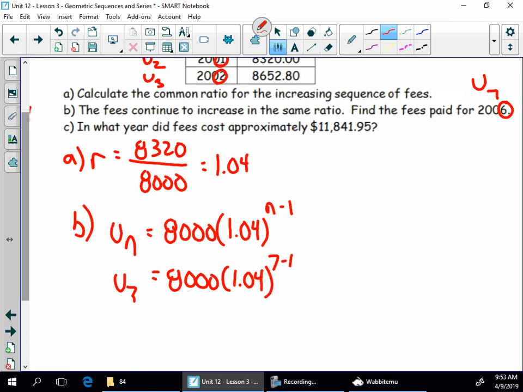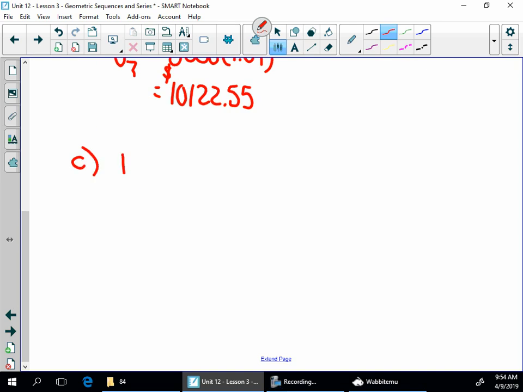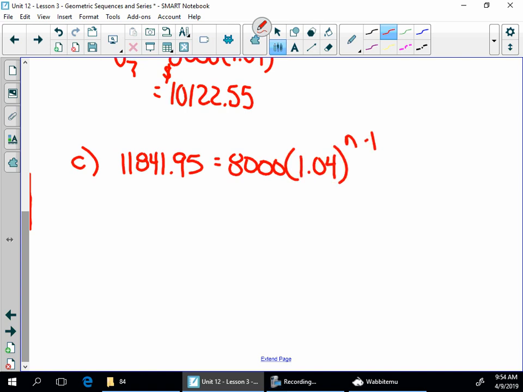Okay, so just be careful there, because if you move the wrong exponent in, it won't work. So we got 7 minus 1, which is the power of 6, and you should end up with $10,122.55. And because this is a money question, we should go dollars and cents. Part C, in what year did the cost approximately reach $11,841.95? Okay, well, let's figure that out. I want to know when I hit 11,841.95, knowing that it started at 8,000, R was 1.04 to the n minus 1.